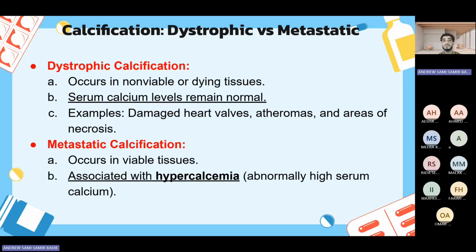Very important thing to note: serum calcium levels remain normal. For example, we have a damaged heart valve or a trauma or any necrosis, and we have a calcification while the calcium levels are normal. This is dystrophic calcification. This is the opposite of metastatic. Metastatic occurs in perfectly normal cells, but it's associated with hypercalcemia, or high calcium. So if you have high calcium in the blood, and it happens in cells which are perfectly normal, this is called metastatic calcification.